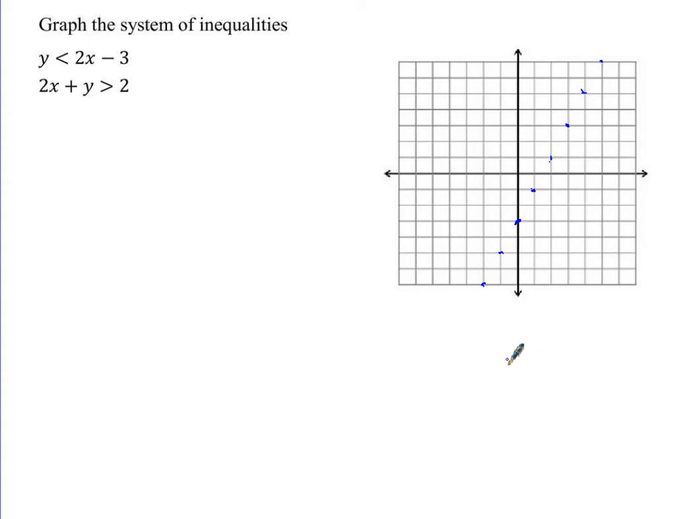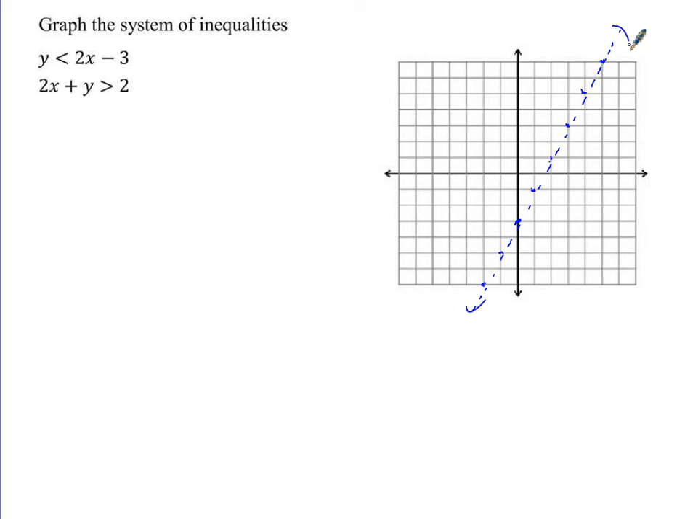Now, before I draw on that line, what kind of line am I going to draw? A dotted line, because this says less than right here. So I'm going to remember to draw a dotted line because I usually forget. I'm thinking dotted, dotted, there we go. Arrows at the ends, and that equation portion is done.